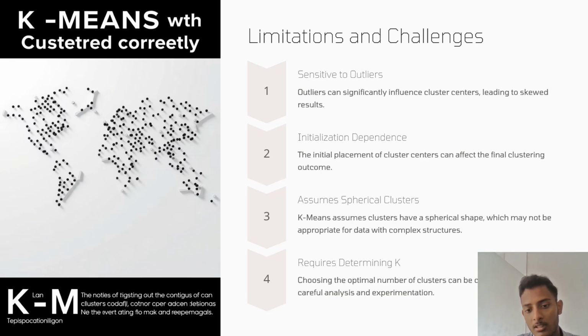Initialization dependency. The initial placement of cluster centers can affect the final clustering outcome. Assumes spherical clusters. K-means assumes the clusters have a spherical shape, which may not be appropriate for data with complex structures. Requires determining K. Choosing the optimal number of clusters can require careful analysis and experimentation.